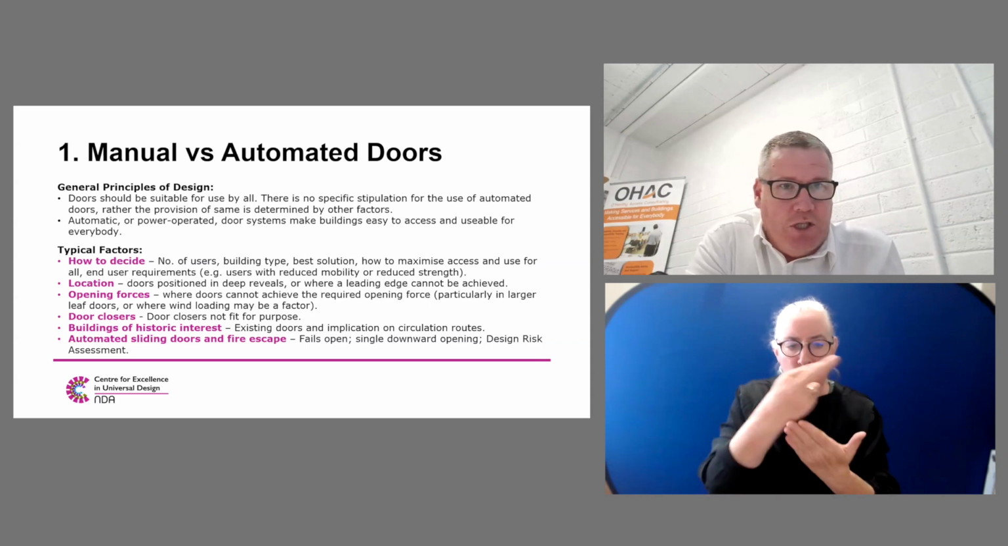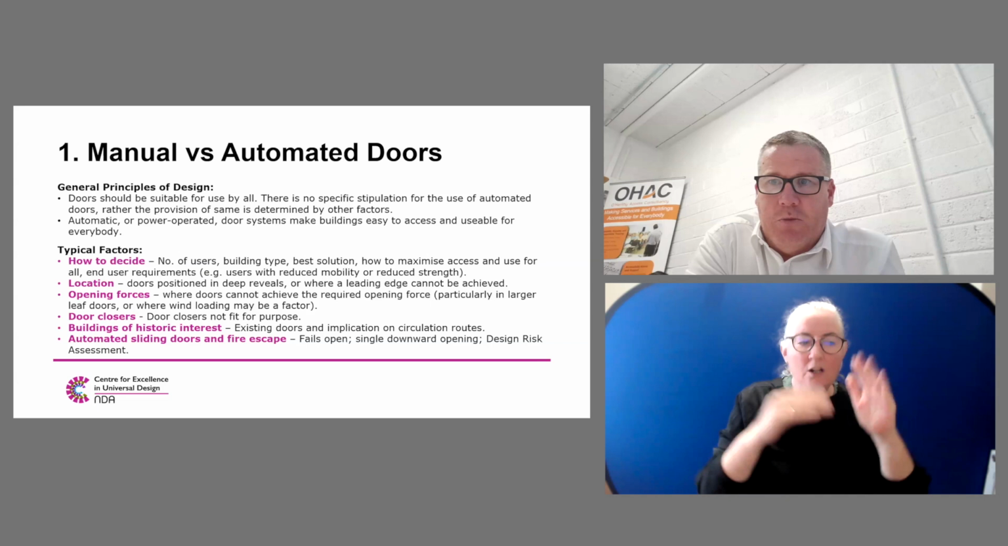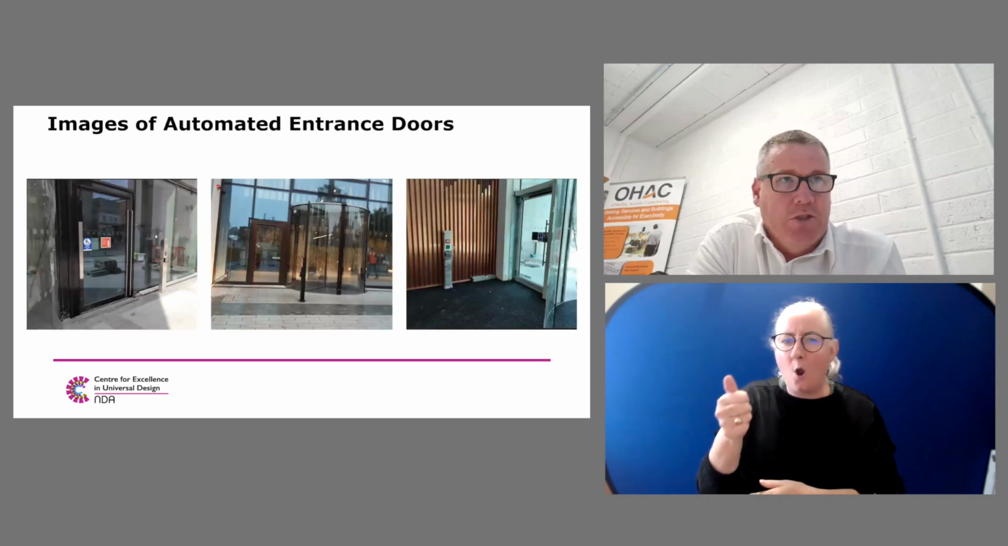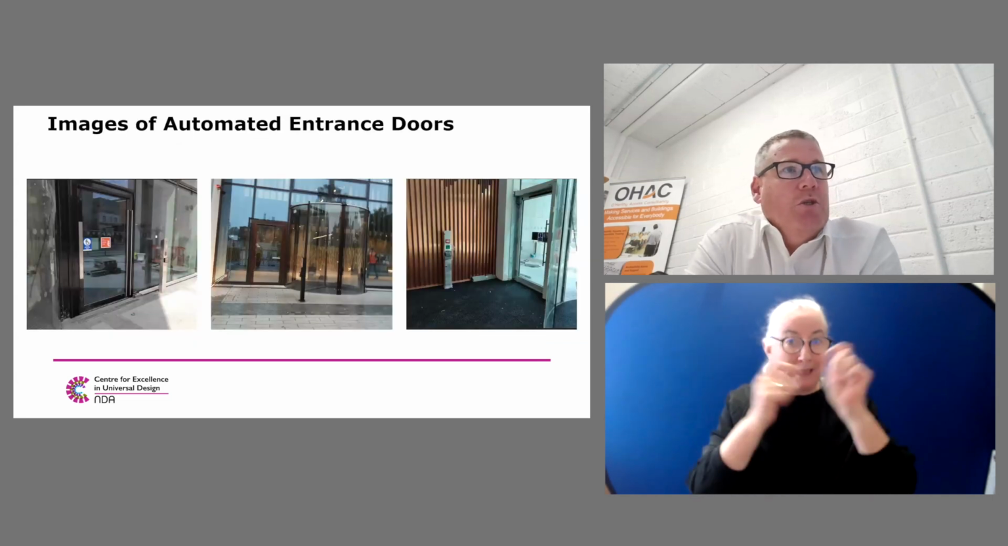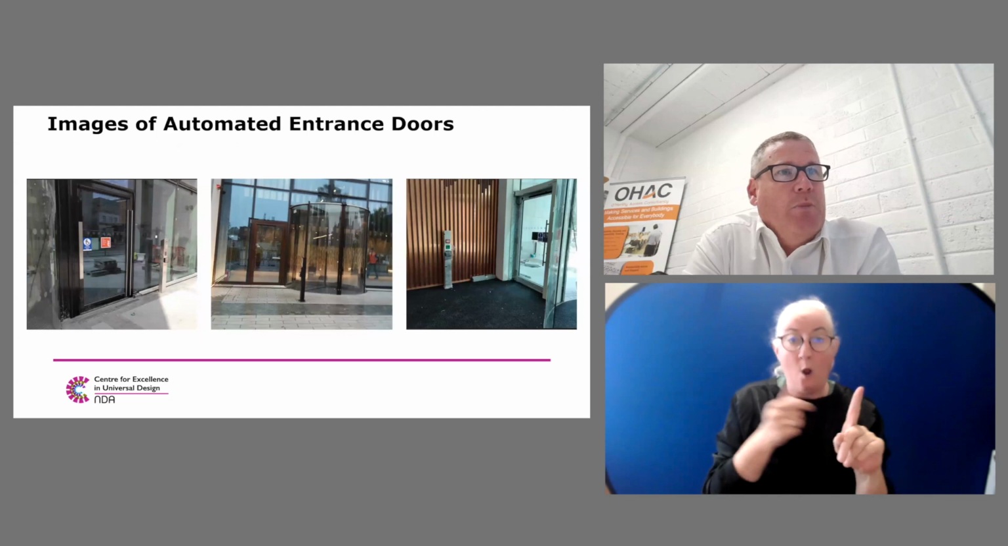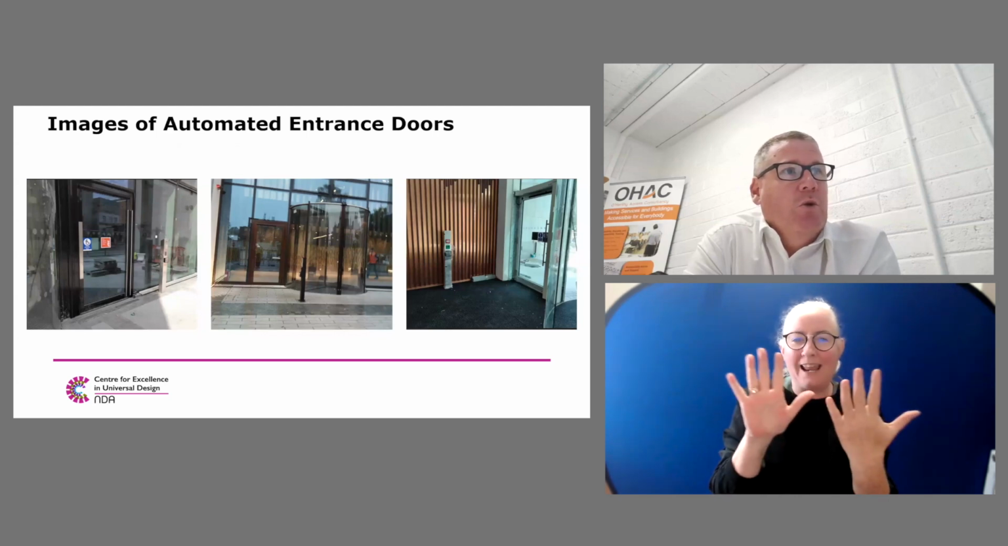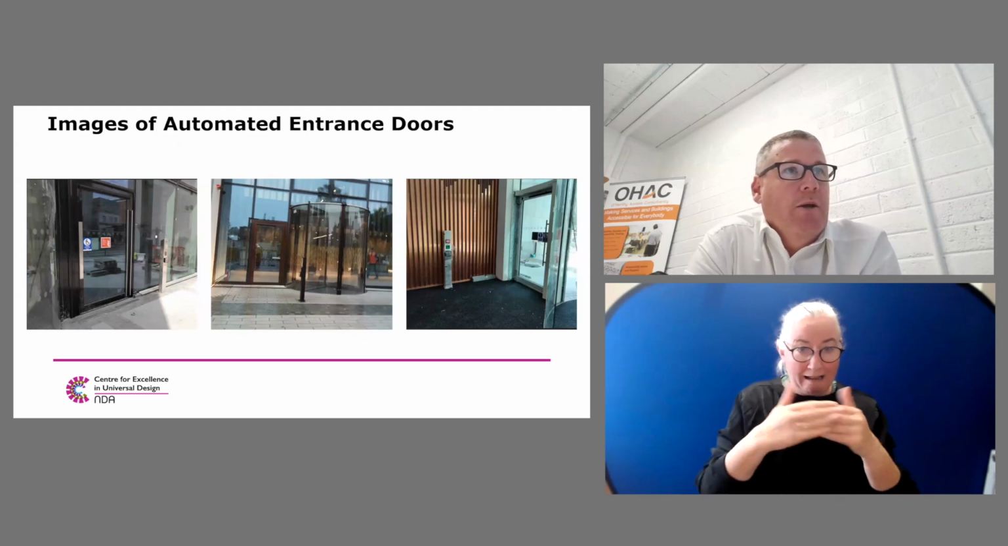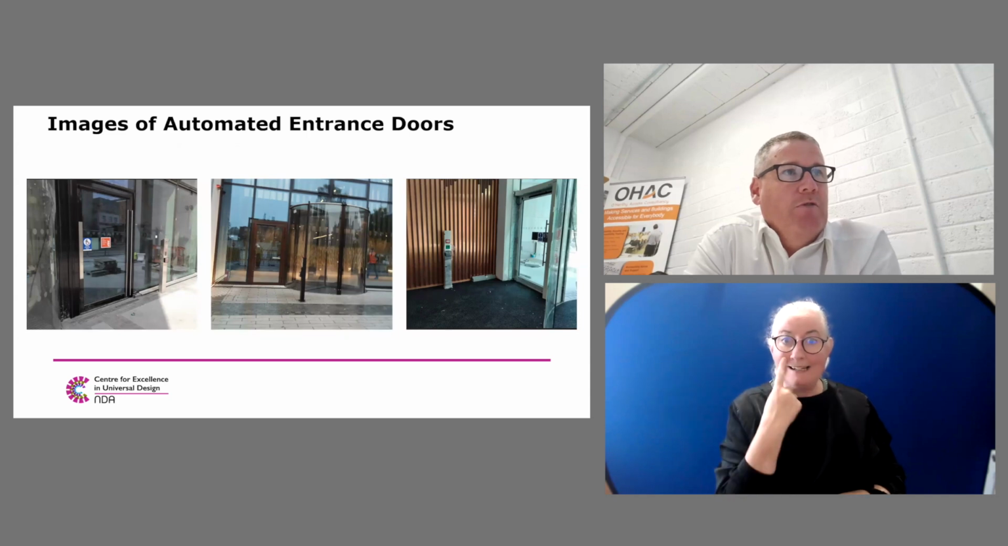Just to look at some examples of automated doors and some factors to consider. On the left-hand side, you can see an automated door. It's part of a glazed facade, and the door itself is clearly defined by the black framing of the glass.